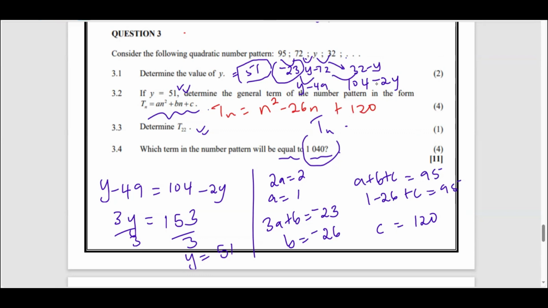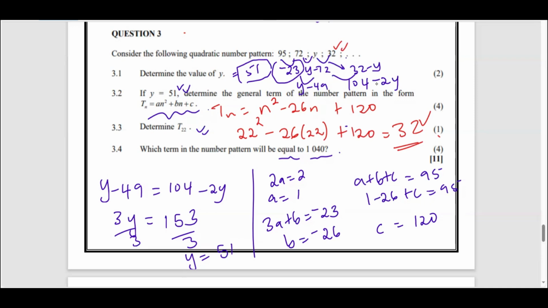And then we say that for us to get the T22, where there is n, we're just going to put a 22. So 22 squared minus 26 into 22 plus 120. It's just one mark. 22 squared minus 26 into 22 plus 120, which gives us a 32. Because it is reducing. Why are we having this? Yet we also have that. Yes, this is a parabola.